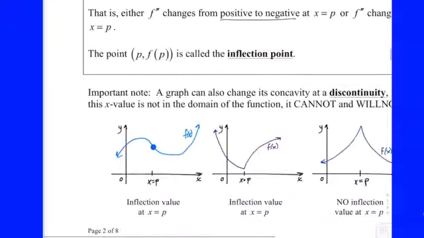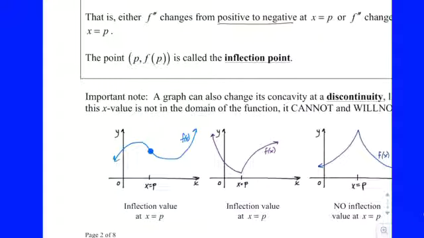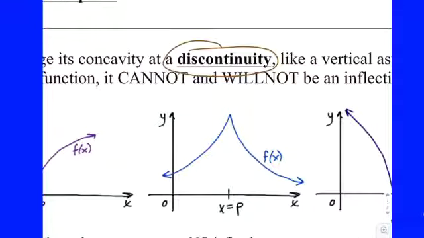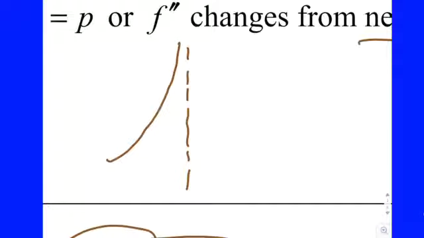So, anyway, important note. A graph can also change its concavity at a discontinuity, just like a function can change its increasing, decreasing behavior at a discontinuity. All right? So that's important. You can have a vertical asymptote that's not in the domain, and it can be concave up on one side and concave down on the other side. Would you then call the x value of the vertical asymptote an inflection value?